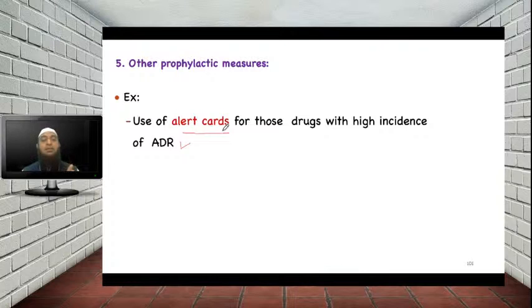So whenever that patient goes to a physician for the treatment of maybe another disease, that card can be shown to that particular physician. Once he sees that card, he is alerted and will not give a drug which has a drug interaction with warfarin. So that is called the alert card. You can just Google and search for the alert card. Due to copyright issues, I have not put the image of the alert card on the slide deck.